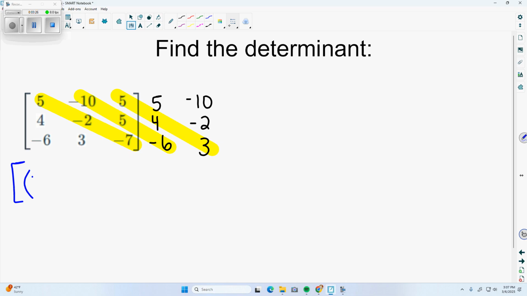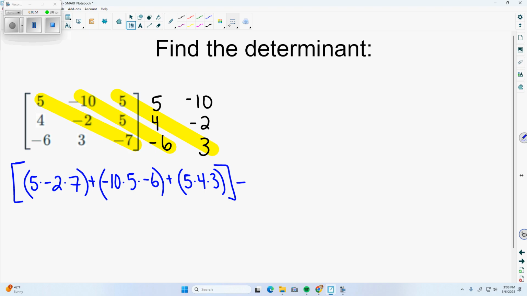Multiply across that first diagonal. Again, in this first one, I would write each and every step. That way you can look back at your notes and say, oh yeah, that's what I was multiplying here. Then we're going to subtract what we get when we multiply across the other diagonals. So let's grab another highlighter color here. By that I mean this diagonal, and this diagonal.